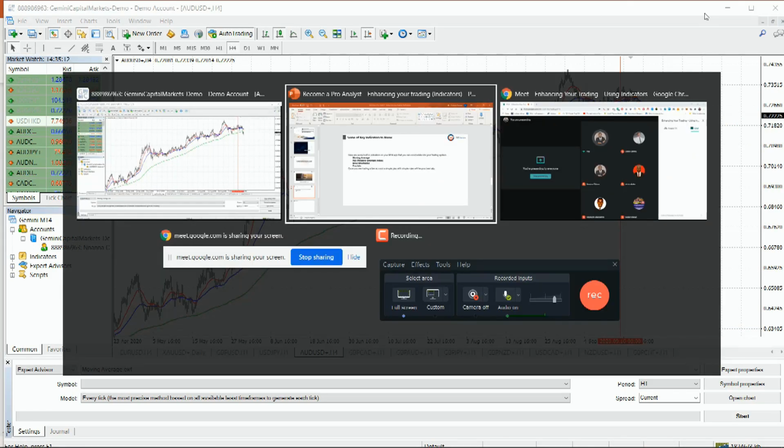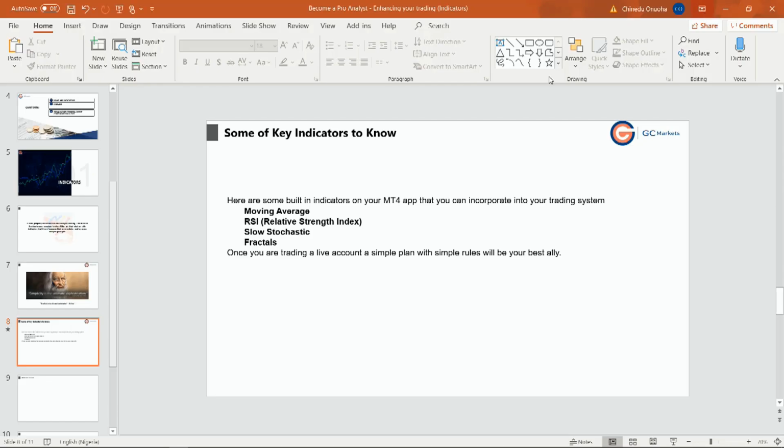Now let's look at... I think we'll spend enough time on the moving average. If you have questions, just type them down. When I'm done, we'll look at them.